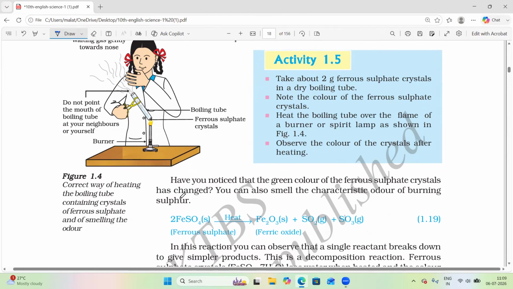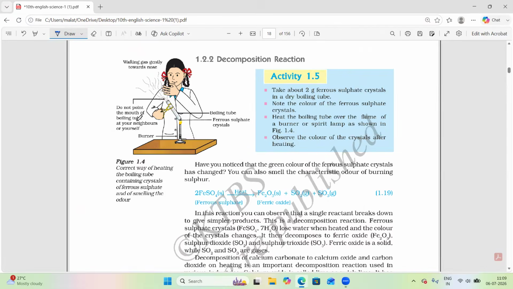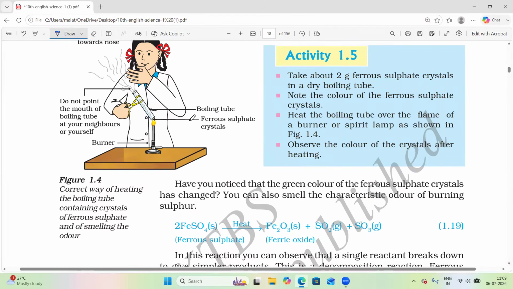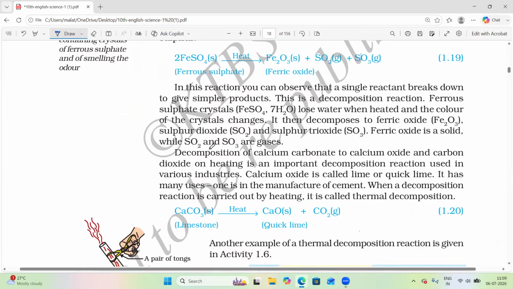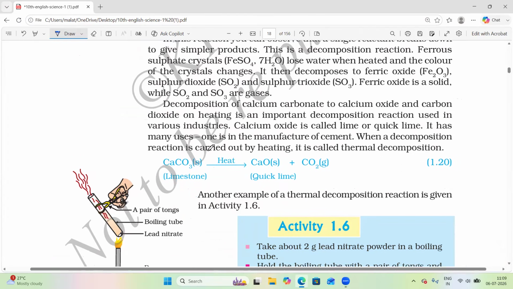What is happening here? You have to take ferrous sulfate crystals and burn them in a test tube. You will get ferric oxide, and sulfur dioxide and sulfur trioxide will be evaporated. That is a decomposition reaction. One more example.